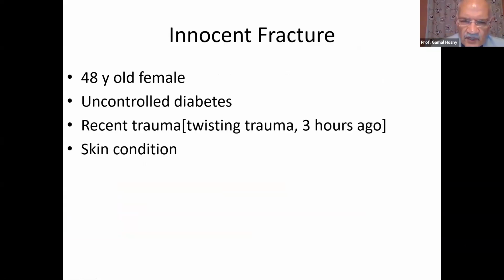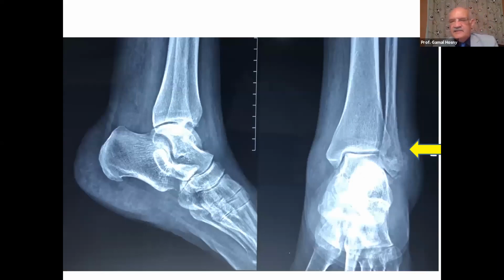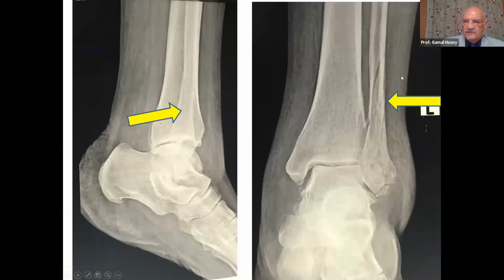I'm going to take your opinion about this case, a simple case with an innocent fracture. A 48-year-old female with uncontrolled type 1 diabetes, with recent twisting trauma 3 hours ago, and the skin condition is bad. It's unhealthy skin. It started to be bluish. And this is the picture of the patient. You see just a fissure fracture over there. Just a fissure fracture. What would you think about this patient?